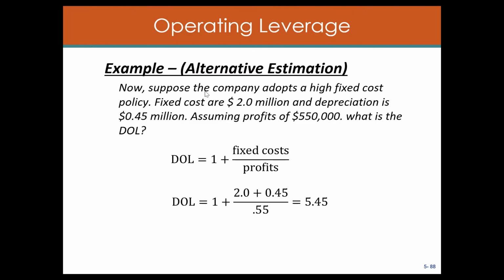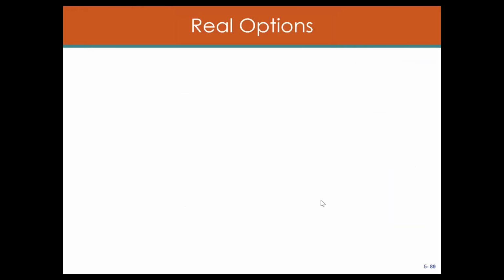Alternative estimation. Now, suppose that the company adopts a high fixed cost policy. Fixed costs are 22 million and the depreciation is 0.45 million. Assuming the profits of 550, what is the DOL? You calculate the DOL the same way. You can rewrite the percentage change in profits over percentage change in sales as the DOL formula like this, and then you get 5.45, the same thing.